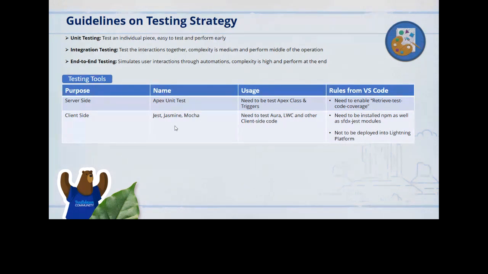For client side, there are lots of tools to execute client side scripting test cases. One is Jest. It is the popular framework to test client side scripting. Currently, Jest is used for Lightning Web Components. Jasmine and Mocha we have already used for Aura code. Previously, as you all know, we have written Aura components. So for Aura components, we have used Jasmine to execute the client side scripting tests.